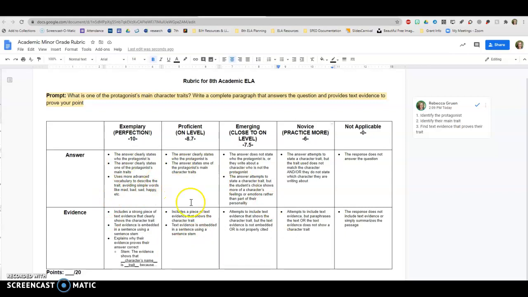So it's all going to come down to how the math breaks out. But when I look at a rubric, the first spot I look at is proficient. We always start here, and let's start with our answer.